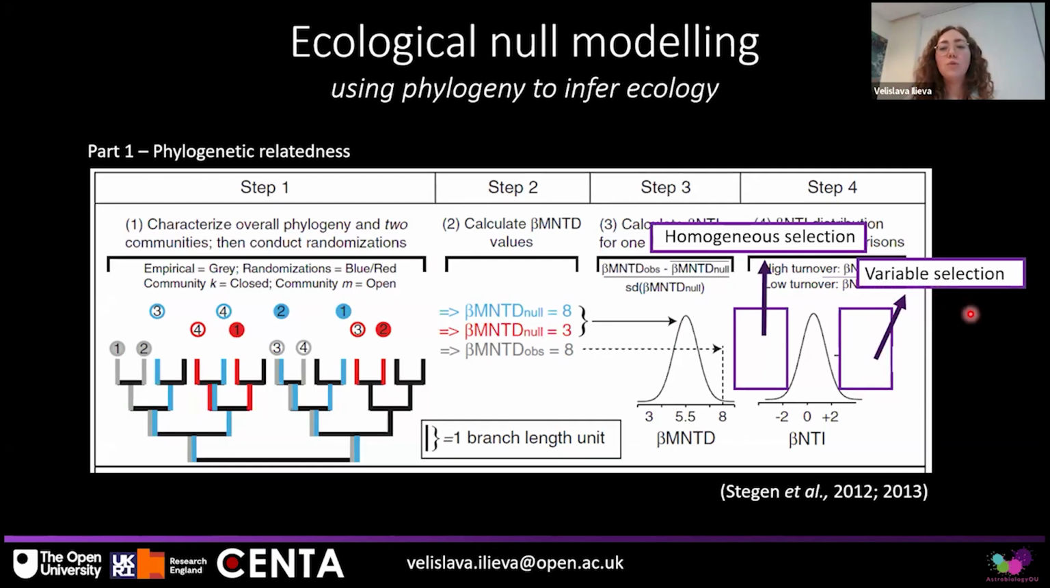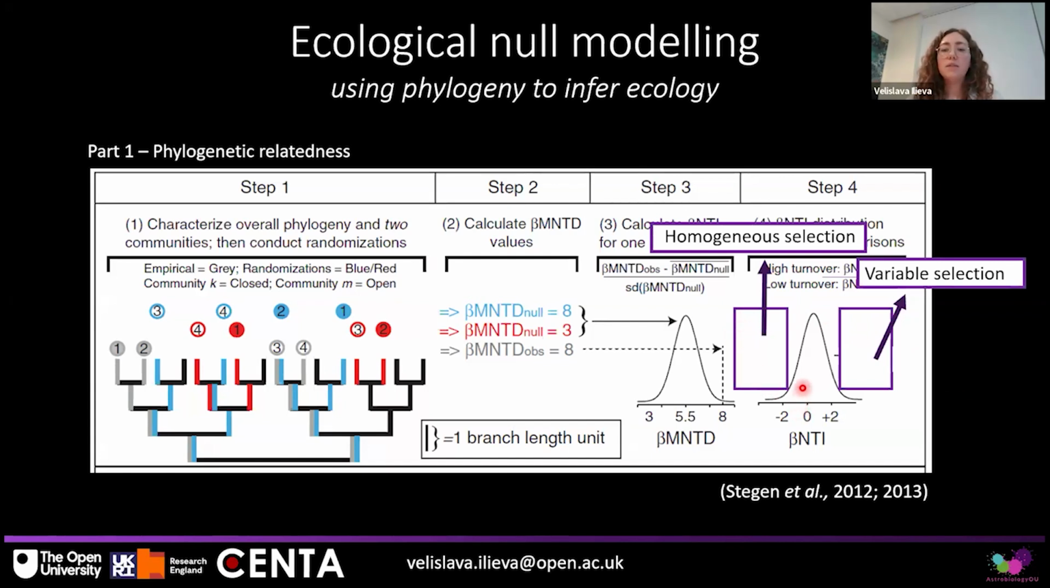Variable selection would apply in cases if, for example, you compare a community from a really hot environment with a community from a really cold environment. You would expect that these two communities are affected by variable selection because you have two very different variables, in terms of temperature, acting on those communities. So I've done this for all community pairs in my analysis from all of the sites.